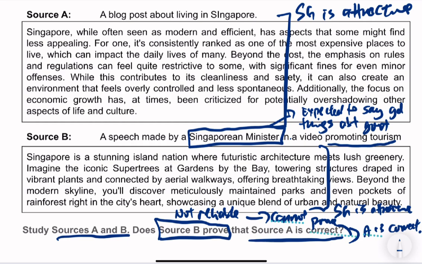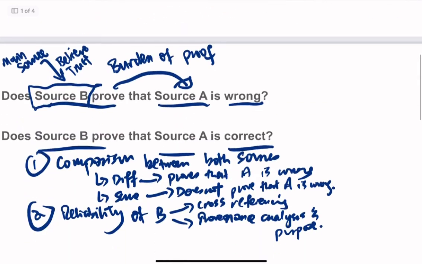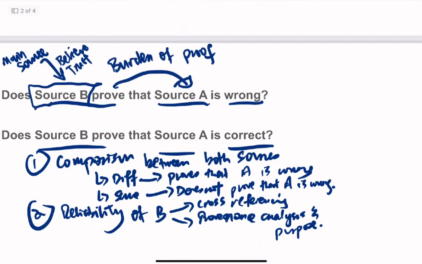All right. So that is basically how we go about answering a hybrid or combined skills proof question. Remember, look at the main source to see whether you can believe or trust it, and then do a comparison between both sources and check the reliability of the main source. This is one way that you can use to answer this particular question.